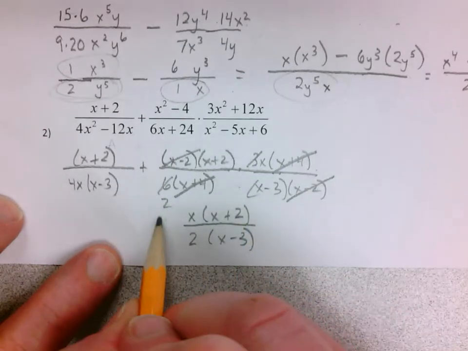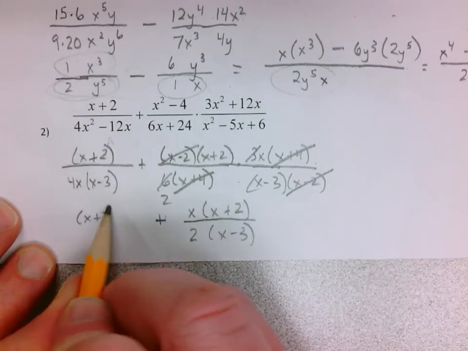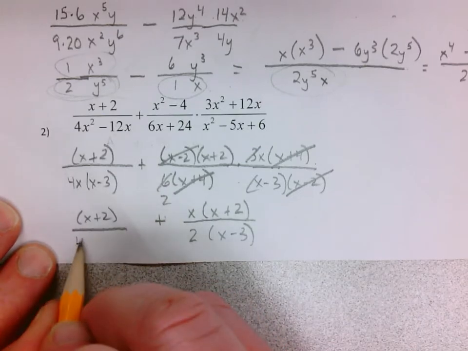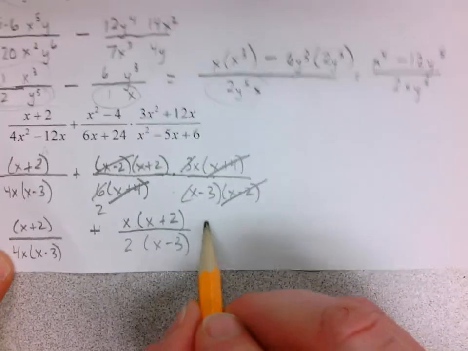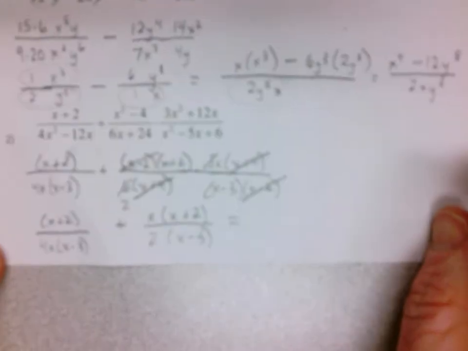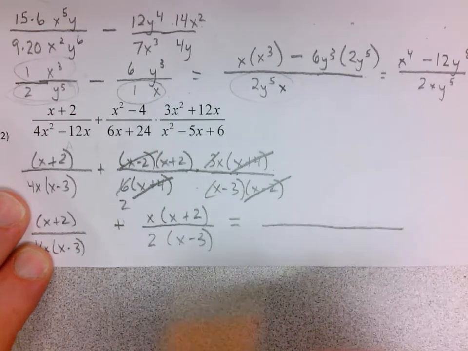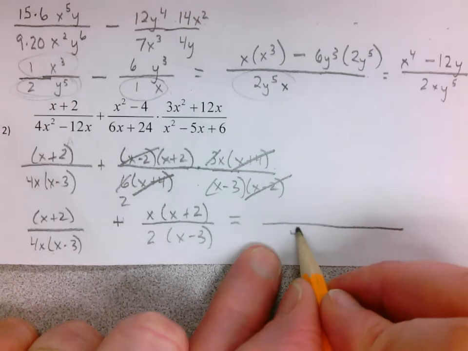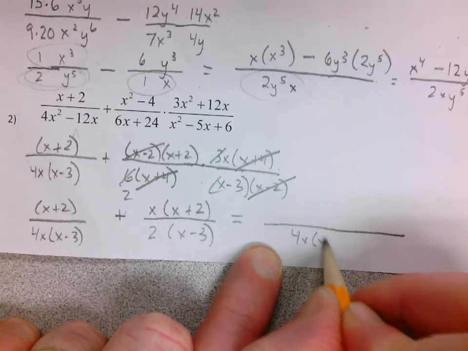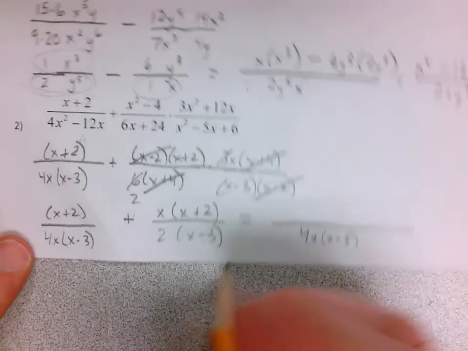Bring down the fraction. Now we are ready to add. So I have x plus 2 over 4x times x minus 3. We don't have a common denominator, but we have some common factors. So this is my thinking as I do this. I'm writing down everything that's here, 4x times x minus 3. And I want the least common denominator, so I'm not going to write everything else.